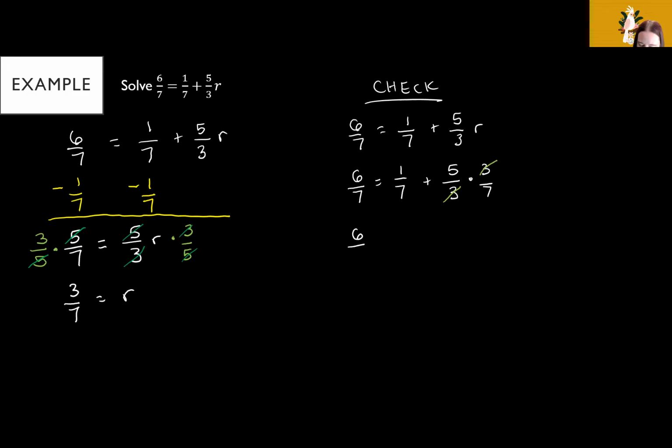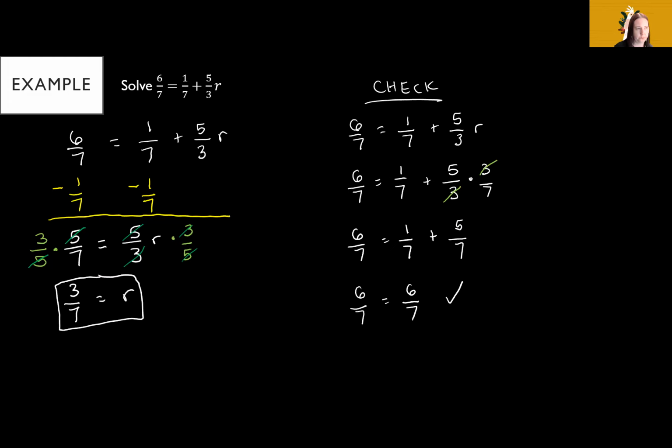And so we get 6/7 equals 1/7 plus 5/7. And then when I add 1/7 plus 5/7, that gives me 6/7. So I get 6/7 equals 6/7. And then, so I've checked, my answer works. So that is our correct answer, 3/7.